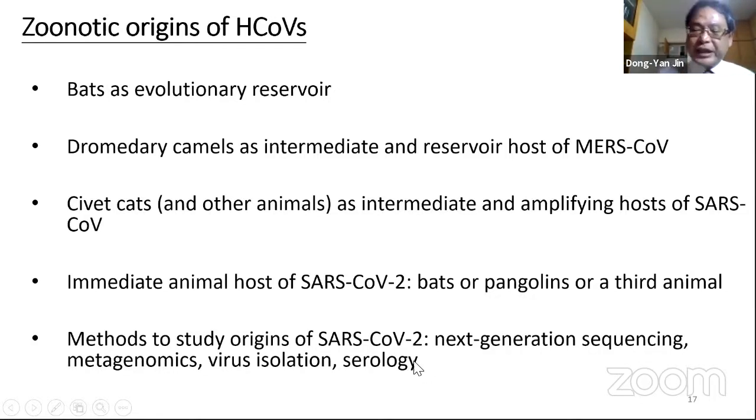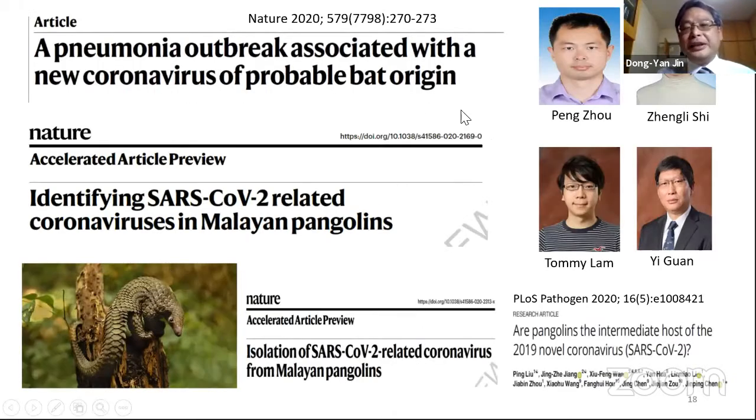The methods to study the origin of SARS-CoV-2 are next generation sequencing, metagenomics, virus isolation, and also, most importantly, serology. With the availability of antibody detection reagents, serology is now being performed and serves as important evidence. The bat coronavirus most closely related to SARS-CoV-2 was identified by Zhengli Shi and Peng Zhou. Zhengli also played an important role in chasing SARS-CoV-2 back to bats, and together with Professor Yun and his colleagues, there are two independent groups showing that.